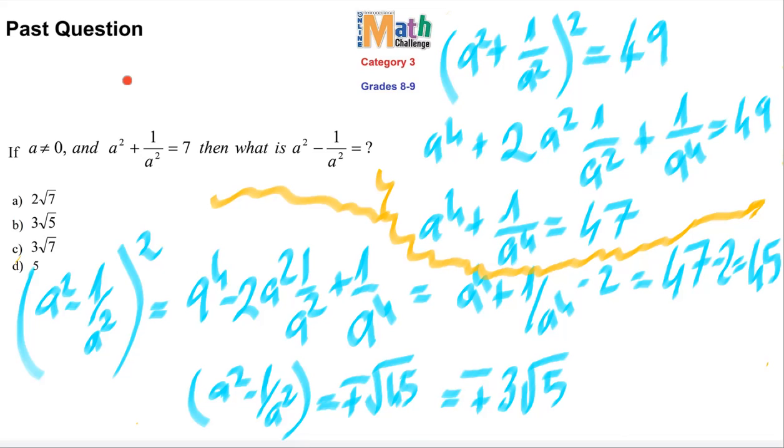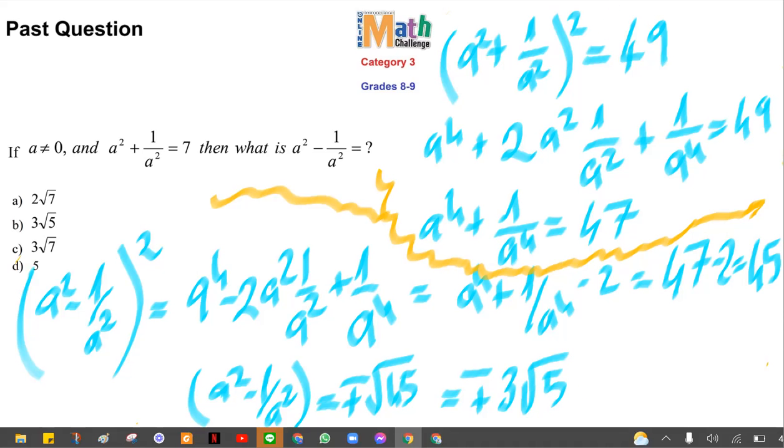But root 45 means 9 times 5, right? So when we take the square root, 9 will come out as 3. So 3 times root 5. Since there are only positive answers, the answer is 3 root 5, which is this one. Yes, so this is the end of this question.